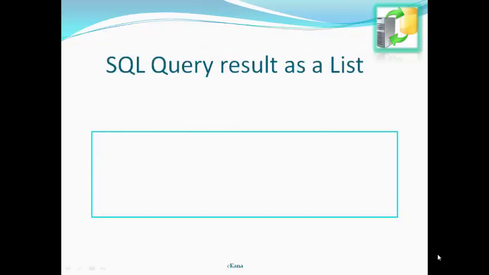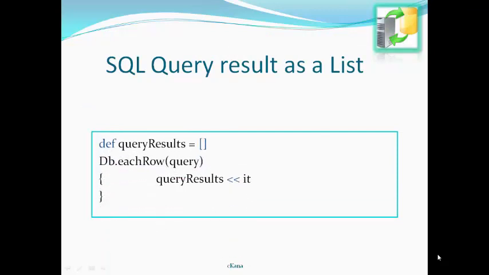Now, how do we put the SQL query result into a list? This is also pretty straightforward, as you can see in the code. Simply put, in this code, we are trying to put the results from one MySQL query into a list. We keep adding the result of the query into a list by using the eachRow method.